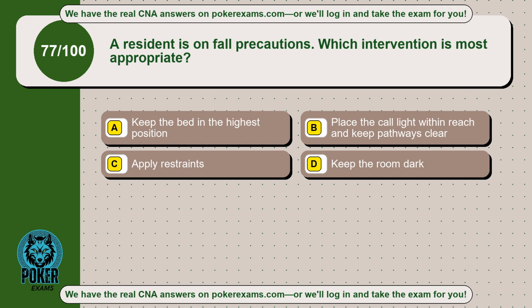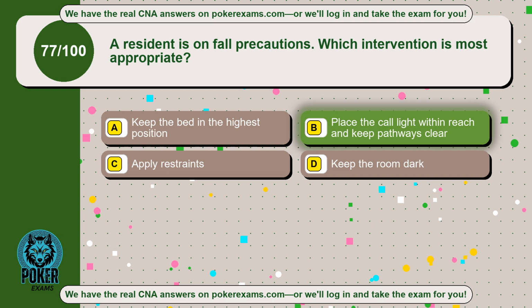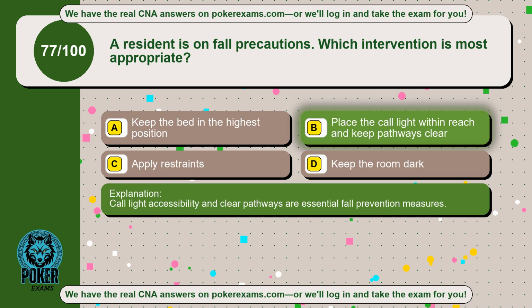Question 77. A resident is on fall precautions. Which intervention is most appropriate? Option A, keep the bed in the highest position. Option B, place the call light within reach and keep pathways clear. Option C, apply restraints. Option D, keep the room dark. The correct answer is option B, place the call light within reach and keep pathways clear. Call light accessibility and clear pathways are essential fall prevention measures.